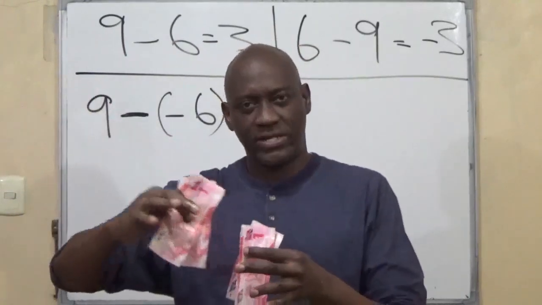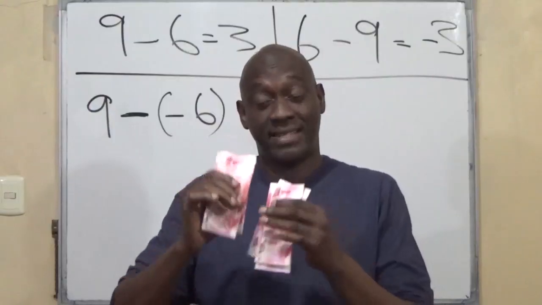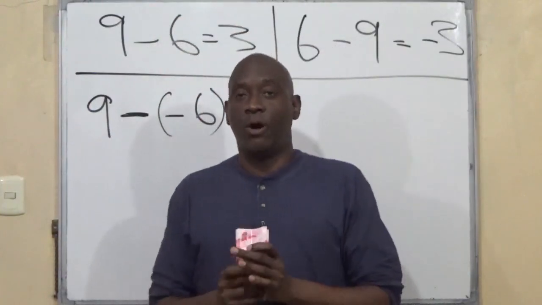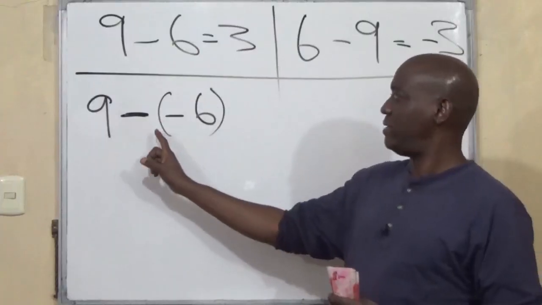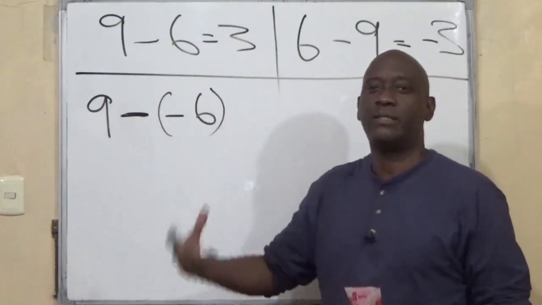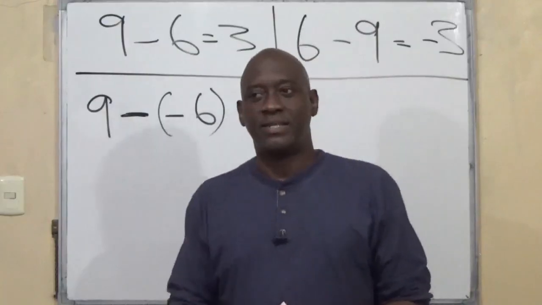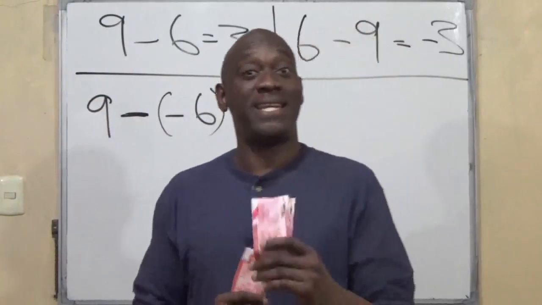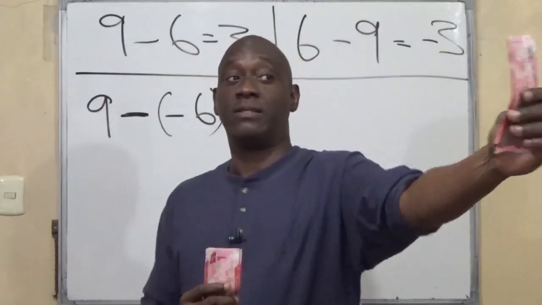That is the situation. The situation is $6 leaves. Now, instead of $6 leaves, we reverse. This minus sign here means that you're reversing. You're reversing the scenario where $6 leaves. And now, instead of $6 leaving, you have $6 arriving.